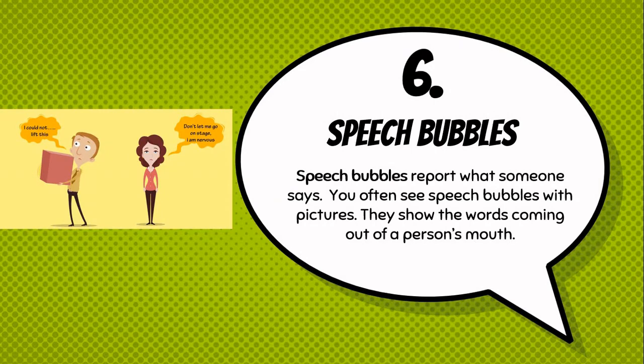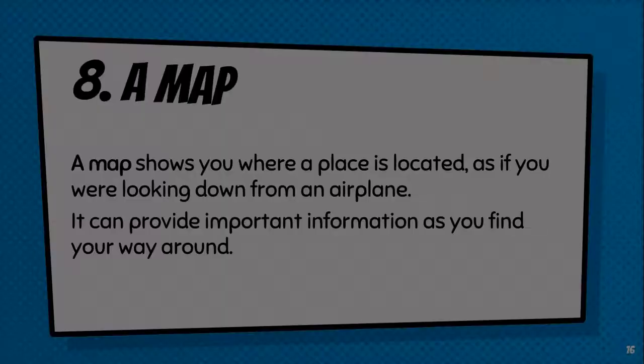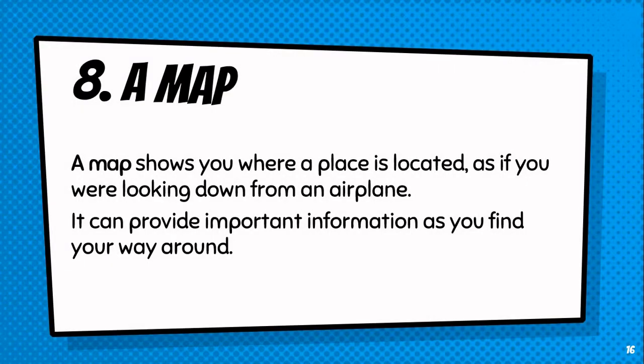Sixth comes speech bubbles. Speech bubbles report what someone says. You often see speech bubbles with pictures, and they show the words coming out of a person's mouth. Seventh is a list. A list separates different pieces of information so that they are easier to read. Each new item in a list may be shown by a bullet point, a dash, or even a number. Eighth, which is the last one, is a map. A map shows you where a place is located, as if you are looking down from an airplane. It can provide important information as you find your way around.